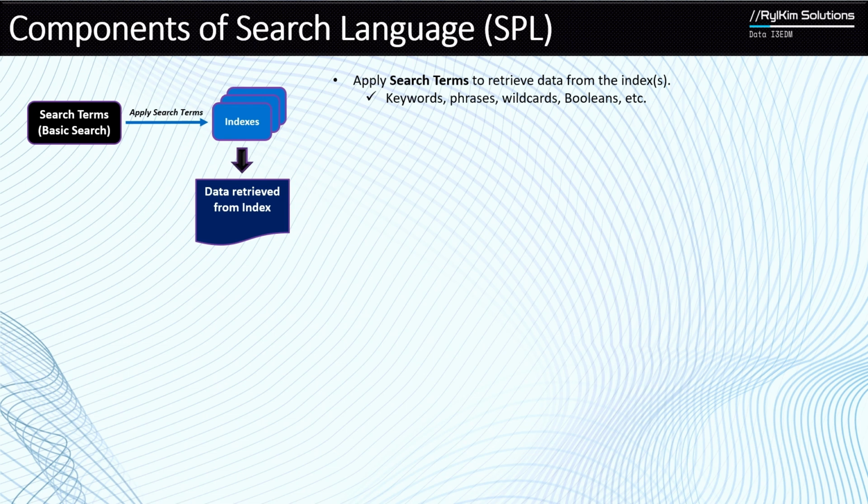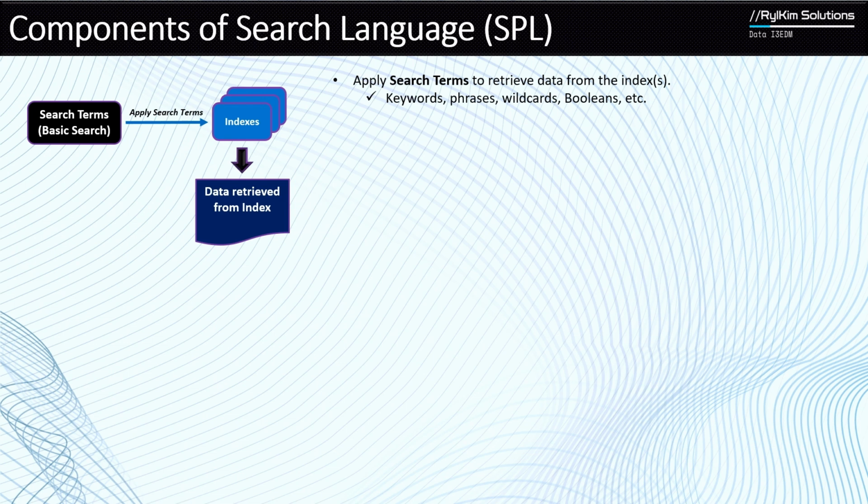So basically you use keywords, you use phrases, you can use wildcards, you can use booleans, etc. in order to get data from your index. Now this is generally referred to as base searching. It's part of the Splunk Core Certified User exam, and we actually have it covered in our Udemy course that you can find in the description.